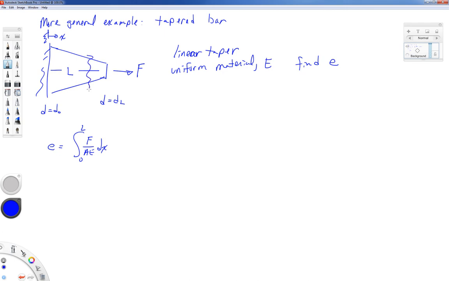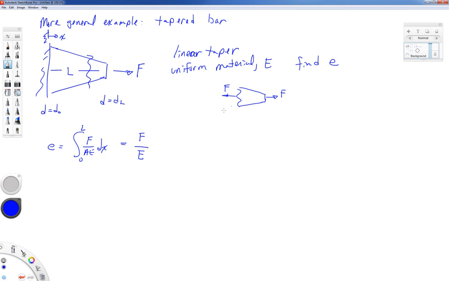If we were to take a free body cut in any arbitrary position, no matter where we're at in this particular bar, the way this problem is set up, the force is constant. So the internal force is F. So that's a constant. We just said the material properties do not change with position x, so that can be brought out in front of the integral. But now in this example, the area of the bar does change.